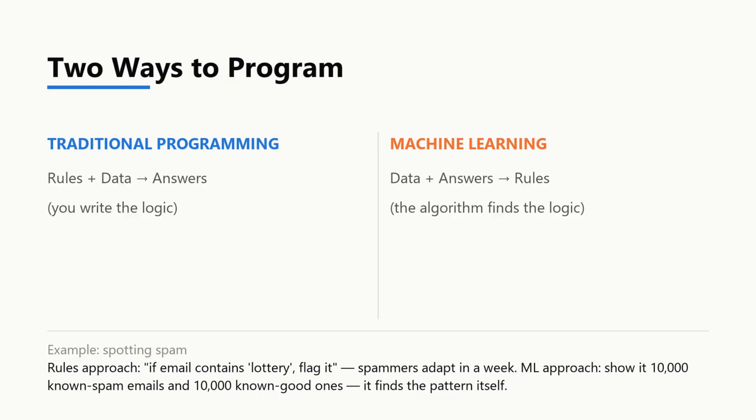Machine learning flips the approach entirely. Instead of you writing the rules, you show the computer thousands of examples. Here are 10,000 emails we know are spam, here are 10,000 we know are not, and the computer figures out the rules itself, based on patterns in the data. That's the whole idea. Machine learning is a program that improves its own rules by looking at examples, instead of a human hard-coding every rule by hand.